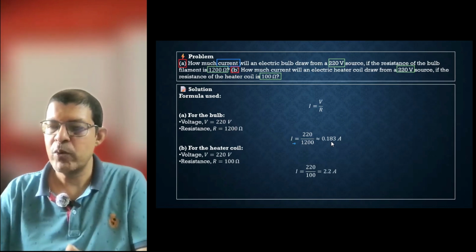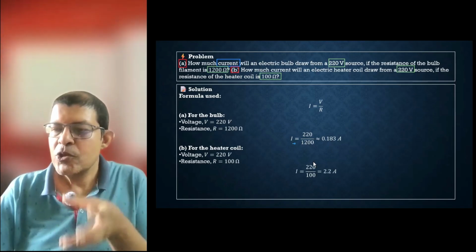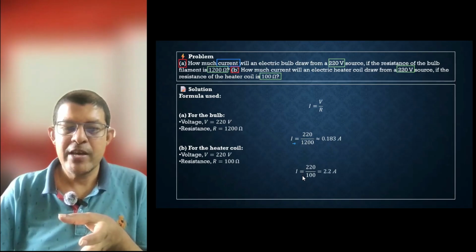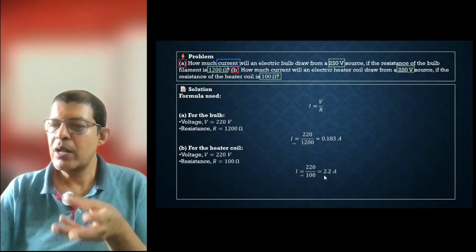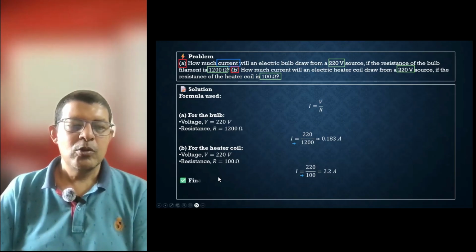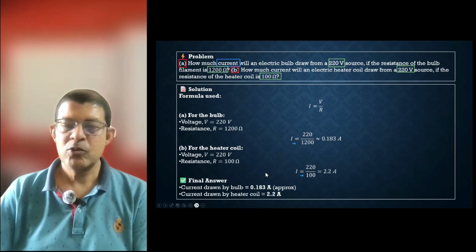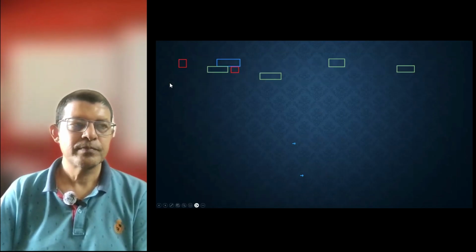That meets the bulb's particular current requirement. A heater coil needs a huge, large current. That's why it has a reduced resistance, so a large amount of current can flow through it. Okay. Final answer, what is given here? 0.183 ampere and 2.2 ampere.